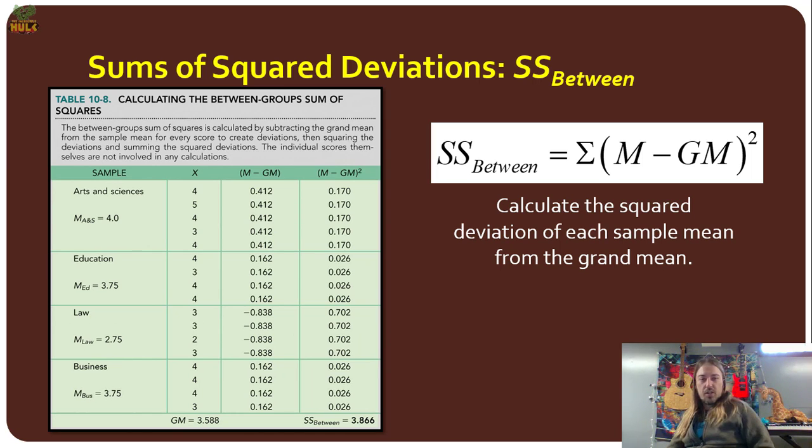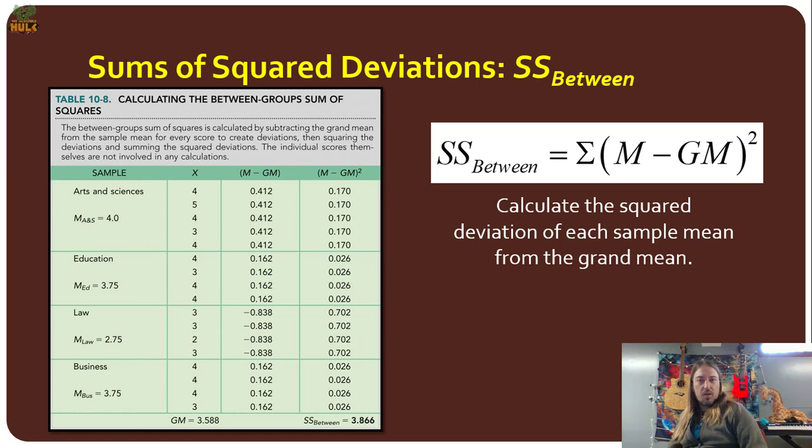When you get to education, you're going to use the mean of education, the 3.75, minus the grand mean of 3.588. But because education had 4 scores, you're going to do that calculation 4 times. You're going to square it 4 times. So you're essentially just writing the number over and over again. Do the same thing for law and business. There were 4 in each of those groups, remembering to do them 4 times each then. You then add up all of those squared deviations, and you'll have a 3.866.